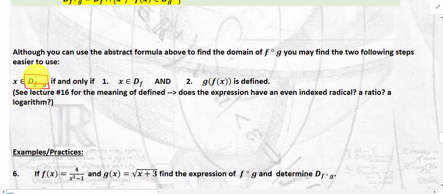This should have been g of f, okay? So please change it. It's g of f, not f of g. The first function that you do is f, okay? To look at the domain of g of f, here's what you can do.